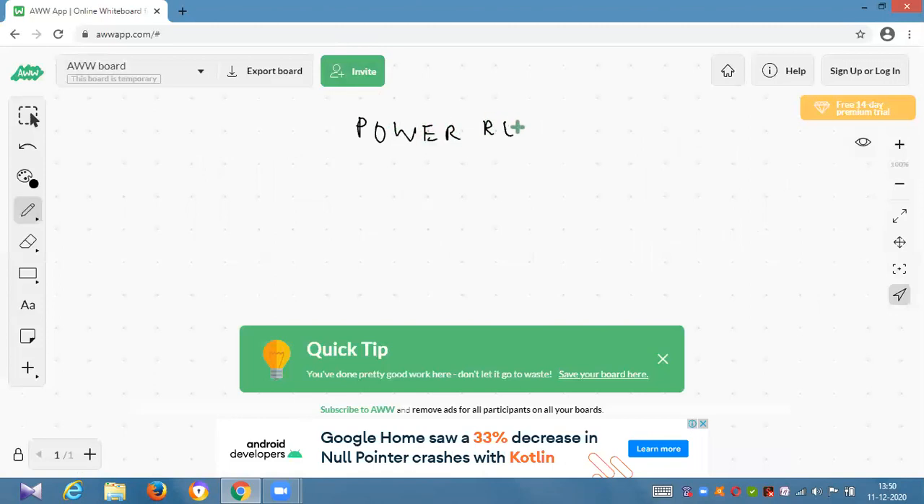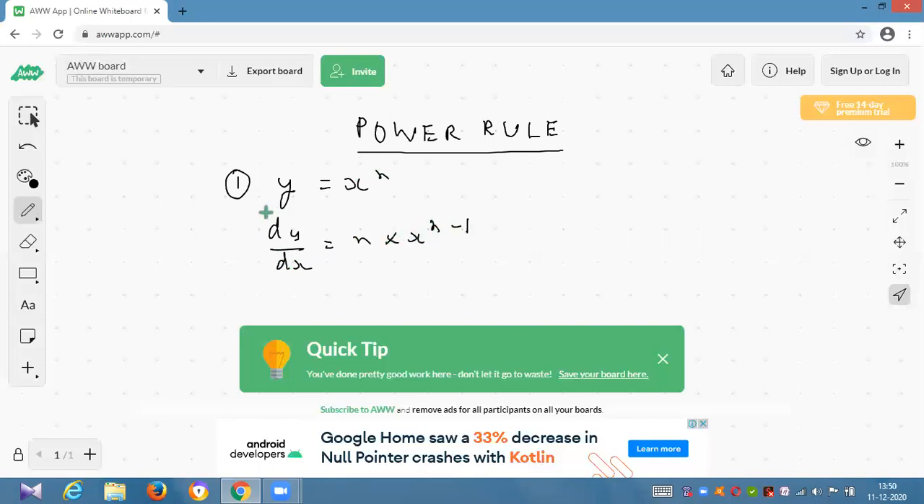The power rule in differentiation is the base of derivatives, and a lot of sums are based on this particular formula. If y is equal to x to the power n, where n can be any natural number, any fraction, any decimal, anything, then dy by dx becomes n into x to the power n minus 1. This is the formula for the power rule which we use in differentiation.